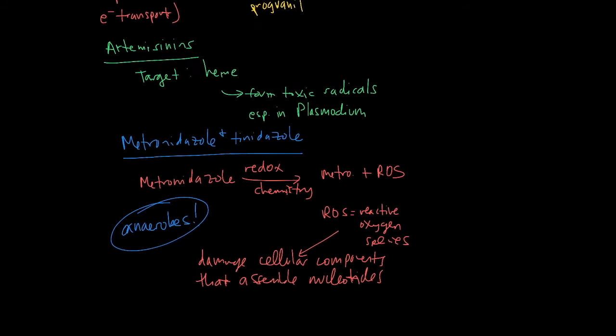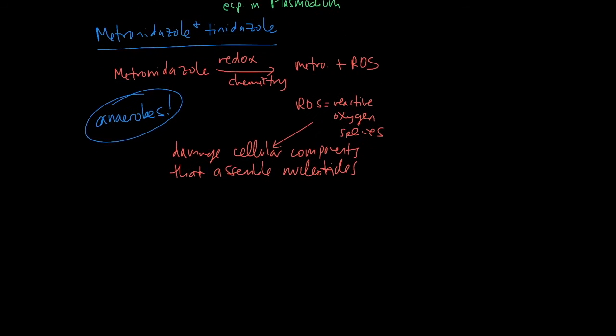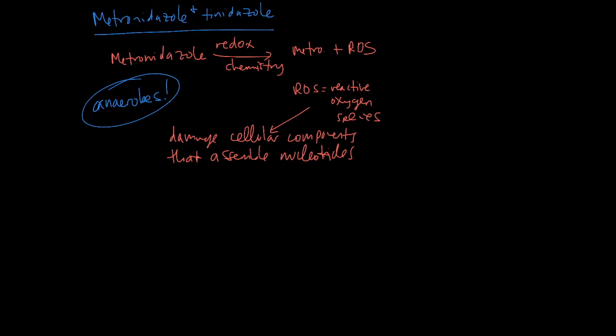Artemisinins target your heme group, like as found in your plasmodiums, and by targeting the heme group, they form toxic radicals. Finally, you have metronidazole and tinidazole, which target anaerobes because anaerobes use redox chemistry. So metronidazole undergoes redox chemistry to form reactive oxygen species, and these interact with cellular components that assemble nucleotides. So by forming reactive oxygen species, you interfere with nucleotide production. So that's episode 6 in a nutshell.